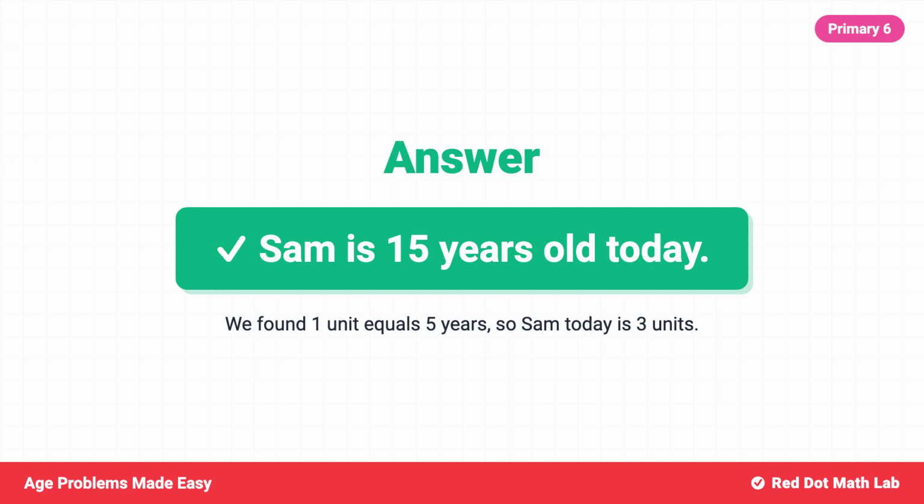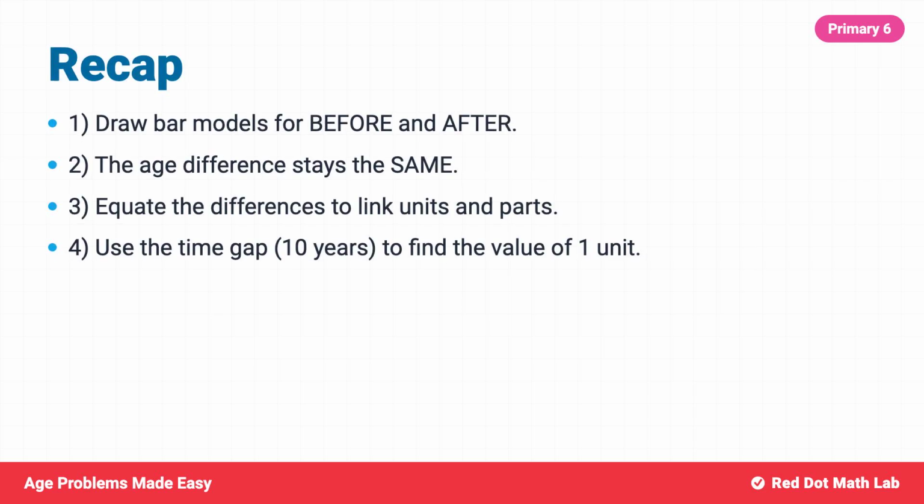Wonderful work. Let's recap what we did. First, we drew bar models for before and after. Then we remembered that the age difference stays the same. We equated the two differences to link units and parts. And finally, we used the time gap of 10 years to find the value of 1 unit. That's the constant difference method.